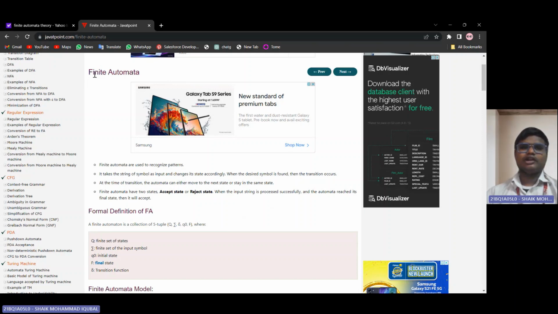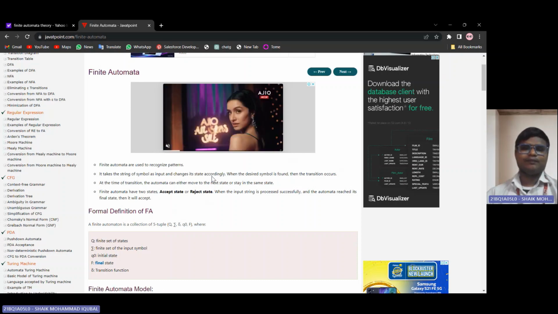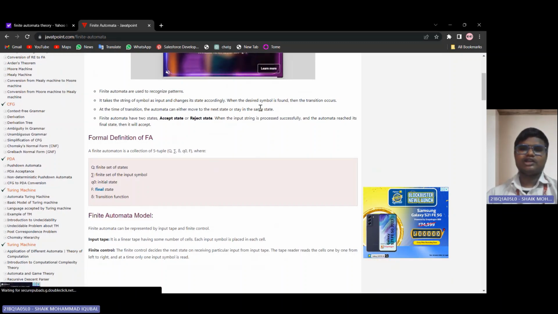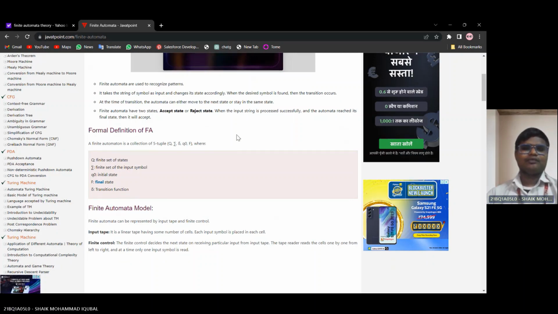So let us talk about the introduction to finite automata. What is finite automata? It is used for? Finite automata are used to recognize patterns. It takes a string of symbols as input and changes its state accordingly. When the desired symbol is found, then the transition occurs. At the time of transition, the automata can either move to the next state or stay in the same state. Finite automata have two states, accept state or reject state. When the input string is processed successfully and the automata reaches its final state, then it will accept.